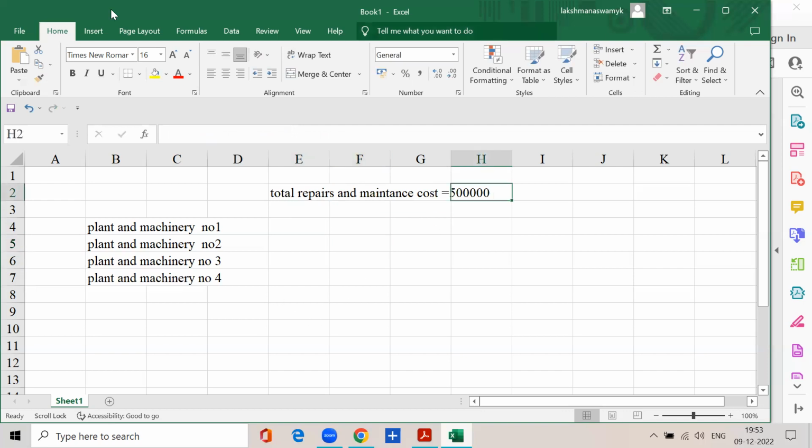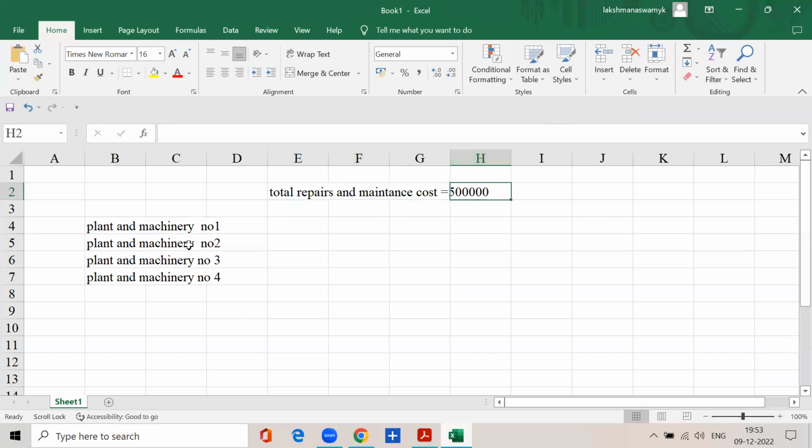Now, all this total repairs and maintenance cost is incurred on these four plant and machineries. Based on the nature of the expenditure, whenever we incur repairs and maintenance on any plant and machinery, we debit the repairs and maintenance account only. That's it. We don't maintain four GL accounts like repairs and maintenance plant and machinery number one, number two, and so on. You maintain only one GL account, the repairs and maintenance account.